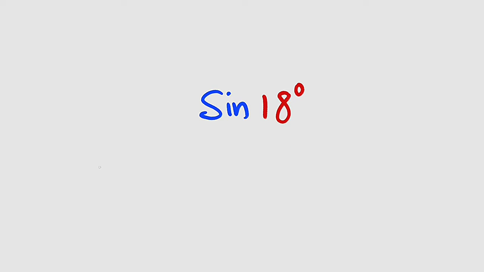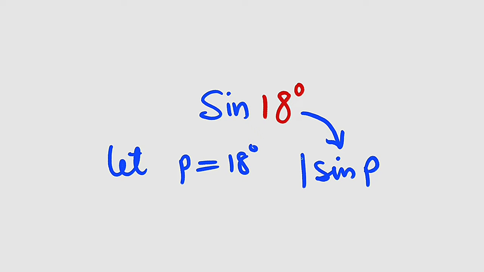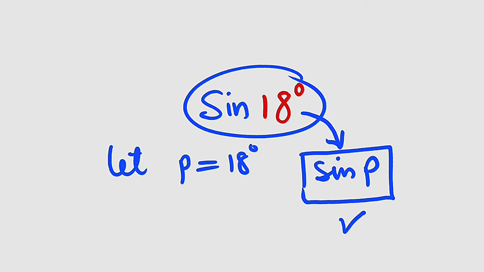So let's do a substitution. Let a certain variable, p, equal 18 degrees. 18 degrees is not a special angle, but we have many special angles in the first quadrant: 0, 30, 45, 60, and 90 degrees. And the moment I multiply 18 by 5, it will be equal to 90. This expression becomes sine of p, because we let 18 degrees equal p. So in the end, we are going to solve for sine of p, which is sine of 18 degrees.